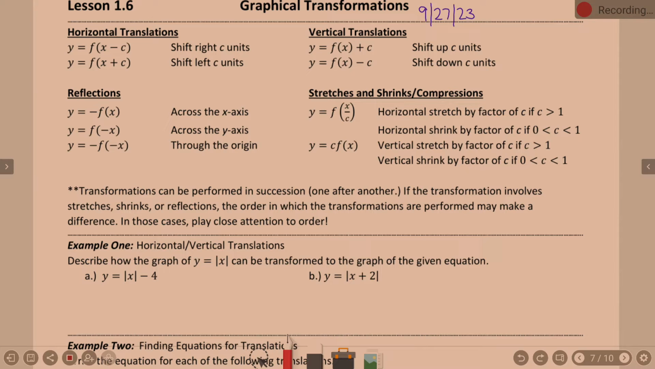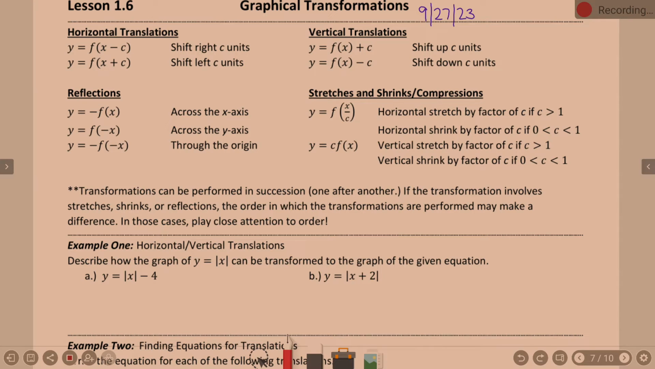New this year. We didn't talk about this one last year. If you have both negatives, okay, so that's saying if you're reflecting across the x-axis and across the y-axis, then it's a reflection through the origin. Remember in lesson 1-2 when we talked about even versus odd functions? Even was symmetric across the y-axis, right? Odd was symmetric through the origin.